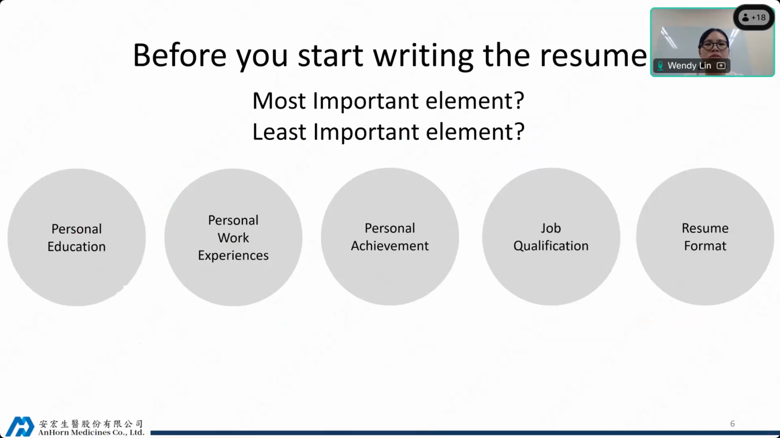When we start to write the resume, we should understand what are the most important elements that we should include. Here I put 5 different elements that you can consider. From your past experience, which element do you think is the most important one in resume writing, and which one is not that important? You may leave your answers in the chat box, and let's see how you think about it.